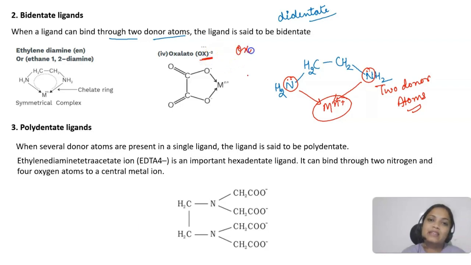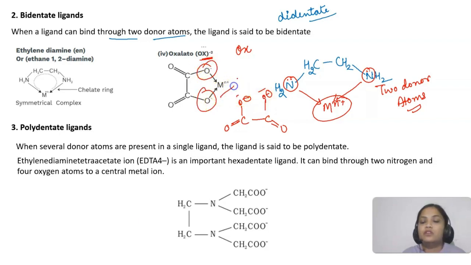For example, we have oxalato also. Oxalato को हम OX से denote करते हैं, but this is C double bond O, C double bond O, O minus, O minus. Now these two O minus are the two donor atoms, okay, which will donate their electrons. Clear? So this is bidentate. Now we have polydentate ligands.